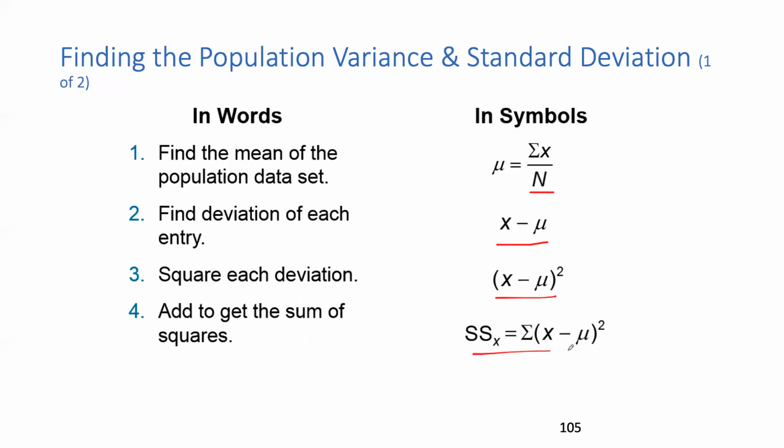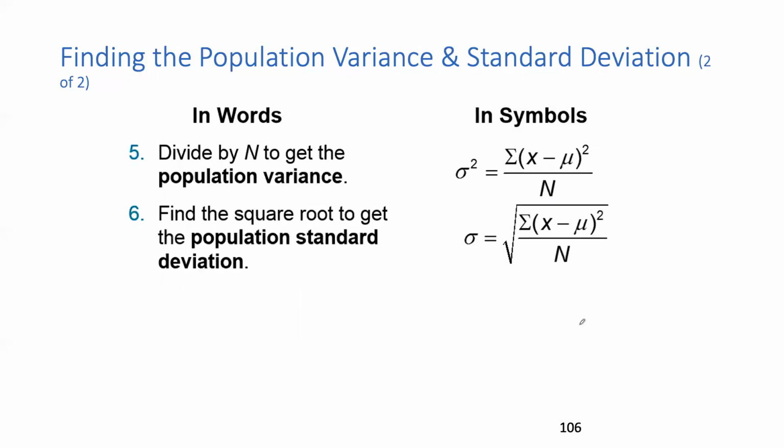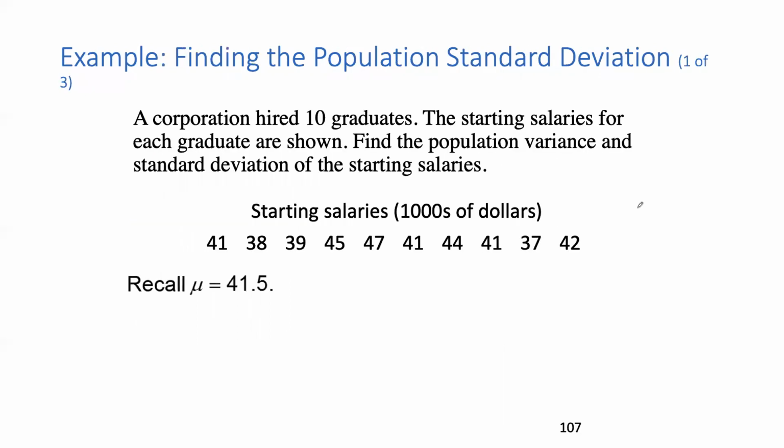Then sum all these square deviations together, and then divide that by n to find the population variance, and take the square root of the population variance to find the population standard deviation. Okay. And so here's the example that I have, and I just want to show you how I would work through this myself. So I have these 10 numbers together, and remember that we found the mean to be 41.5.